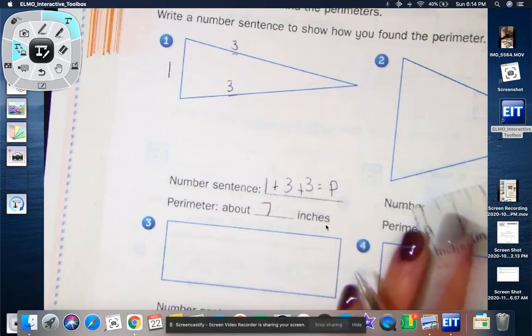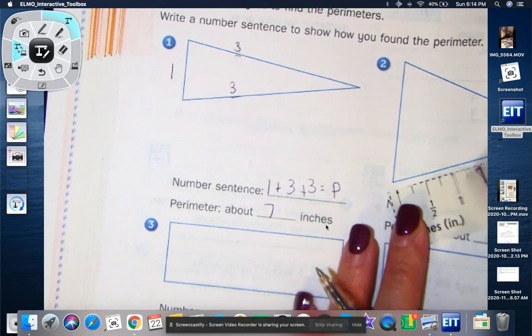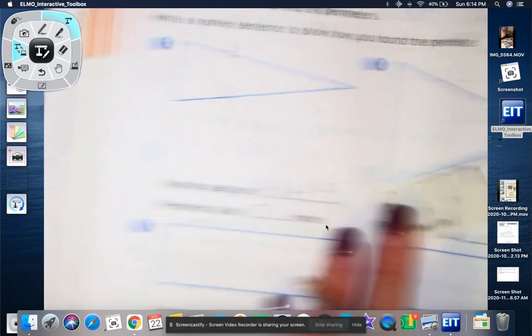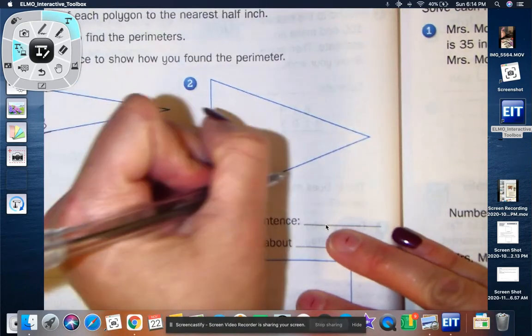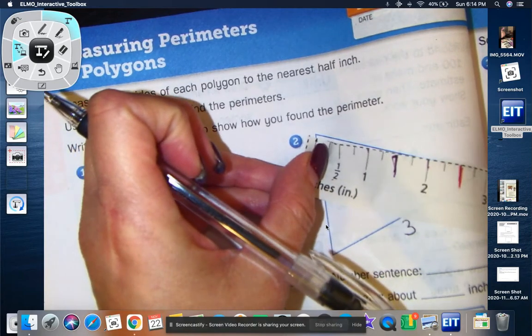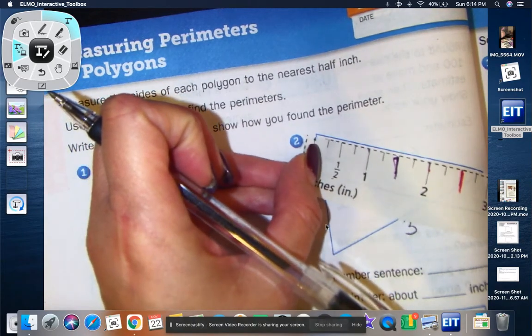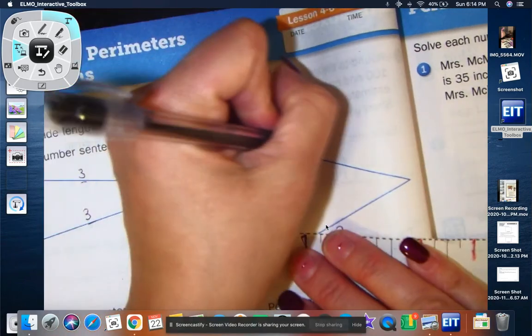Okay, number 2, we're going to go with it. How long is this side of number 2? You should have said that it was 3 inches. How long is this side? It is about 3 inches as well.